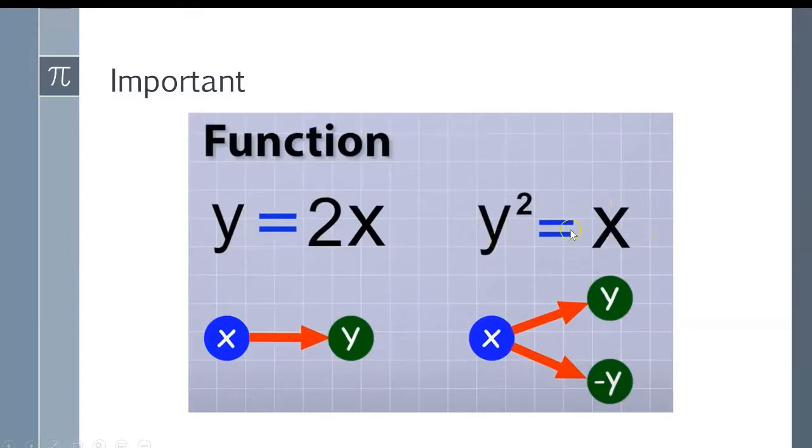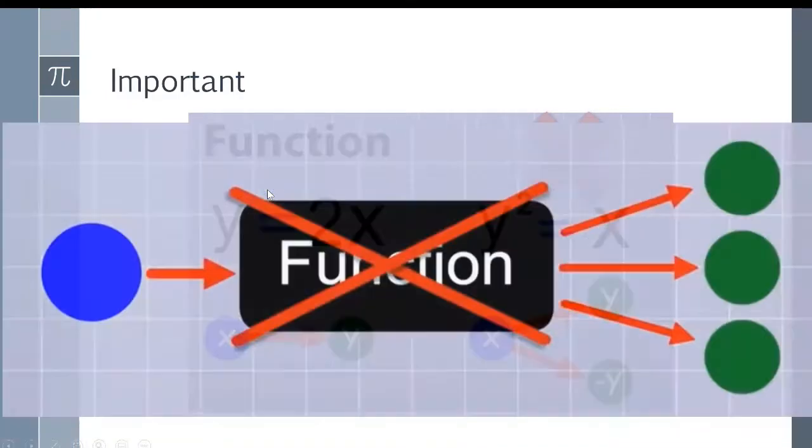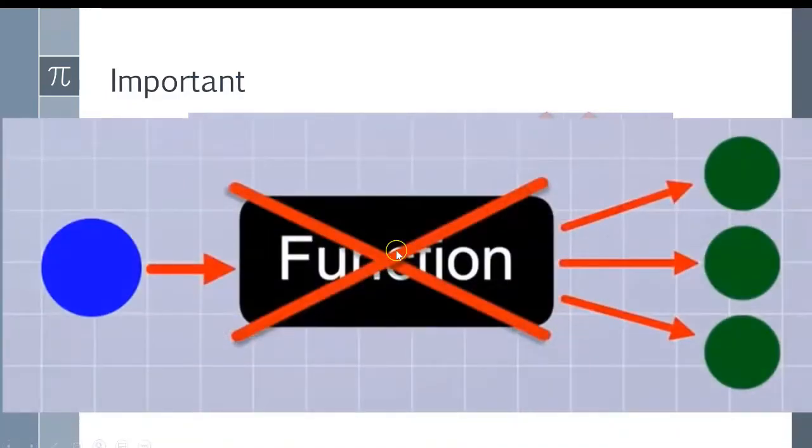So the input set has two members, right? 2 and minus 2 relate to the output set member 4. So we cannot say that y square is equal to x is a function. This is one important thing you should know: one member of the input set must correspond to one member of the output set, and only then do we call it a function. So we just revised the concept that for one member of input there cannot be many outputs. That is not a function.